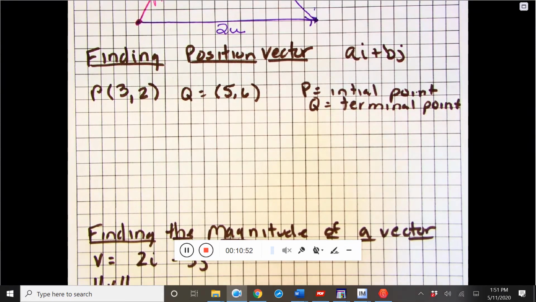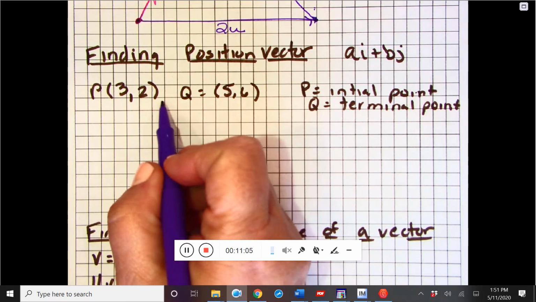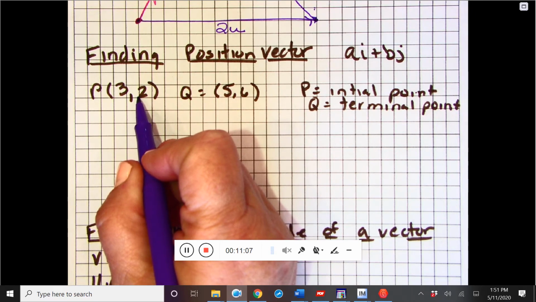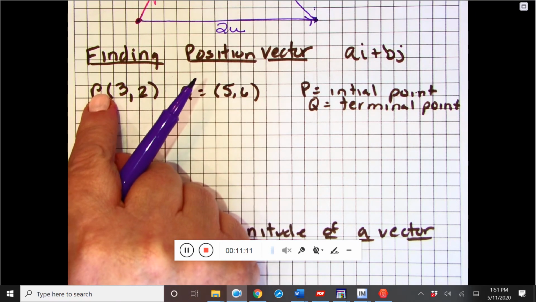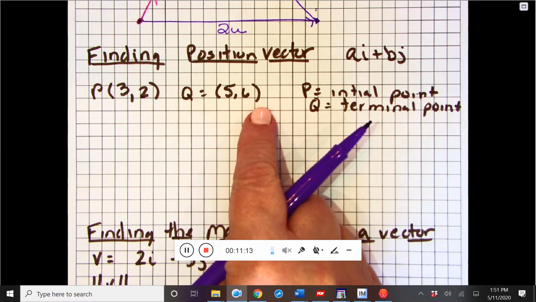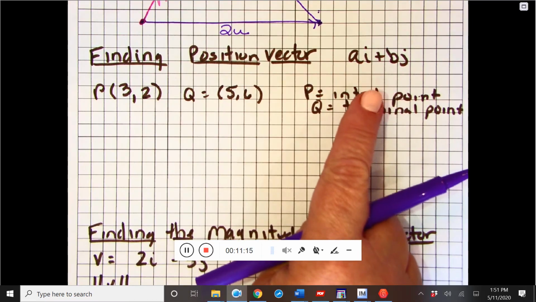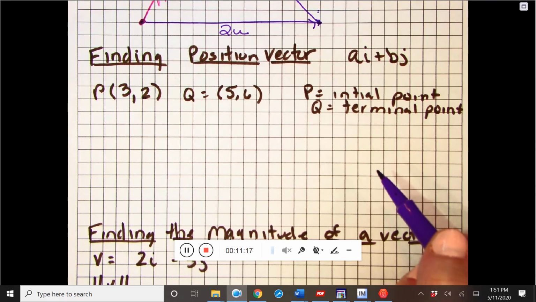Now remember, a vector can have a different position, but as long as it has the same direction and same magnitude, it's the same vector. So what this is saying is if I start at the point 3, 2, so let's say P is my initial point and Q is my terminal point, how do we write this vector? And there's two ways to write vectors. I'm going to show you that.